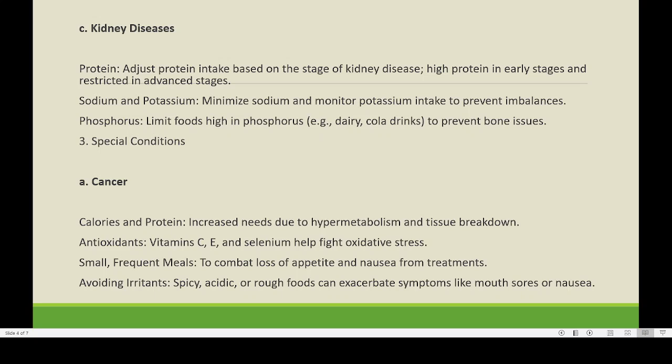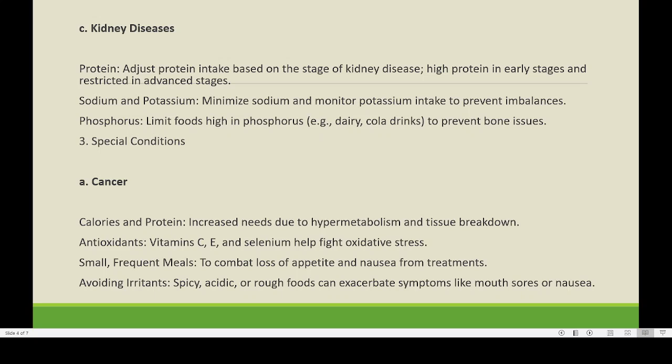Then similarly, sodium and potassium: minimize sodium and monitor potassium intake to prevent imbalance. And similarly, phosphorus: limit foods with high phosphorus, dairy, cola drinks, etc., to prevent bone issues. So these are some of the special modifications in food which you can make during the time of kidney disease. Then cancer.